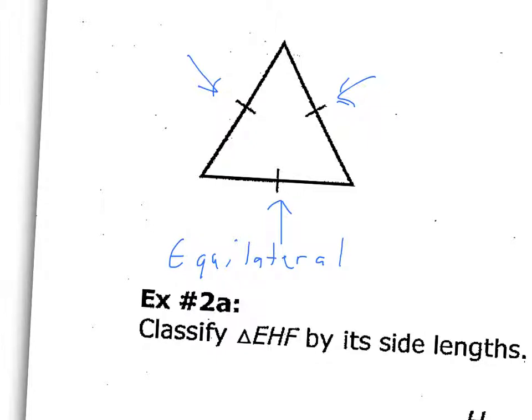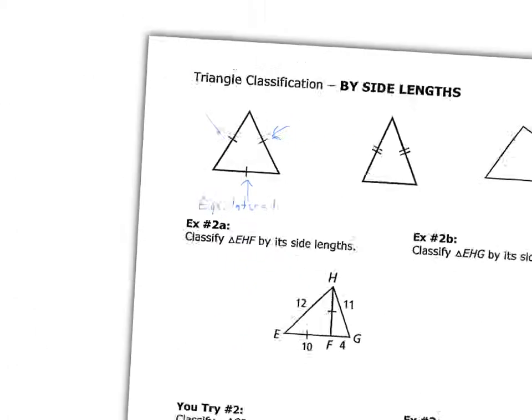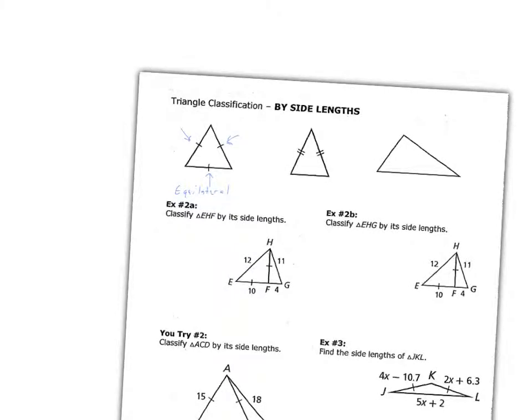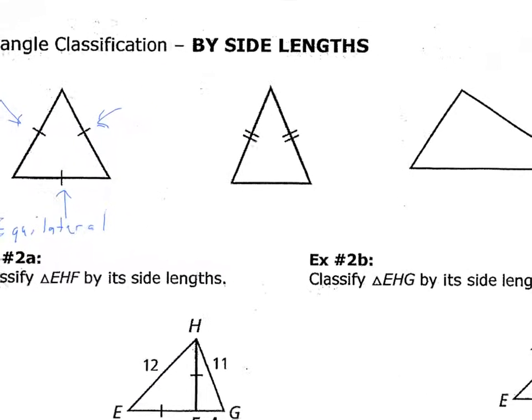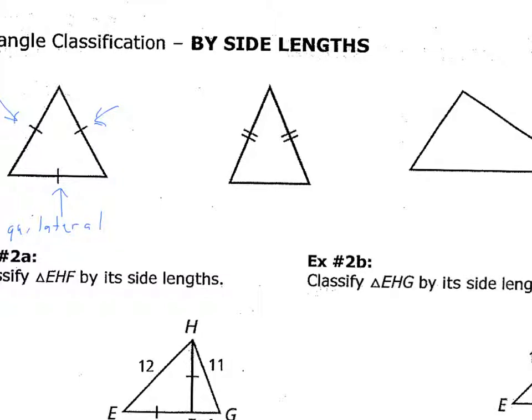Equilateral triangle, three congruent sides. Okay, your next type is going to be this guy. And when you have two congruent sides, so two different congruent sides, that triangle would be classified as an isosceles triangle. So when you have two congruent sides, you have an isosceles triangle.